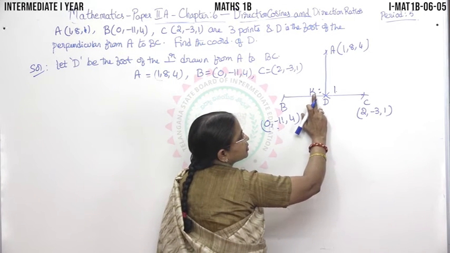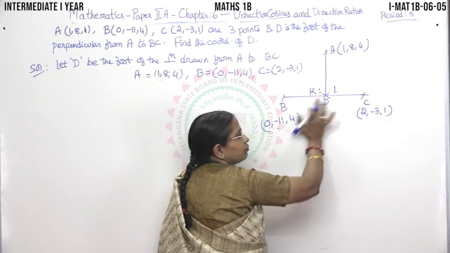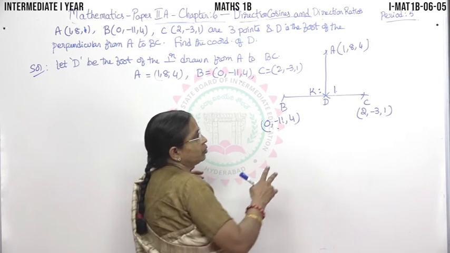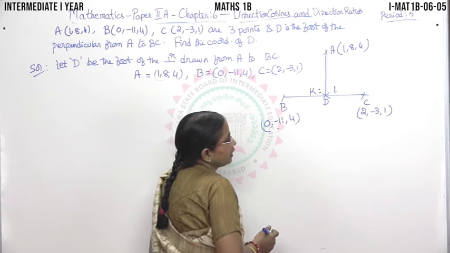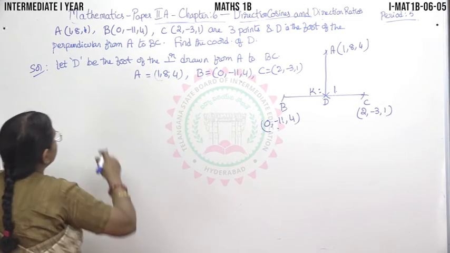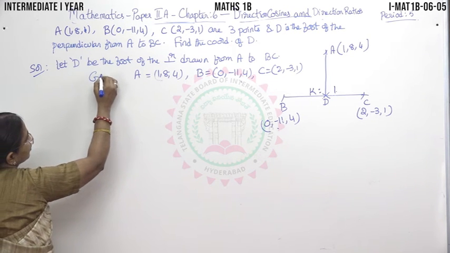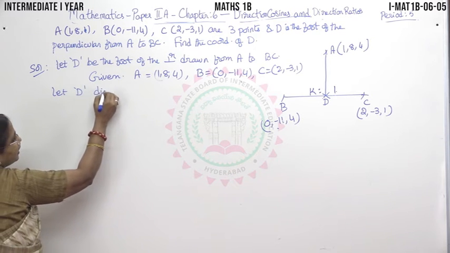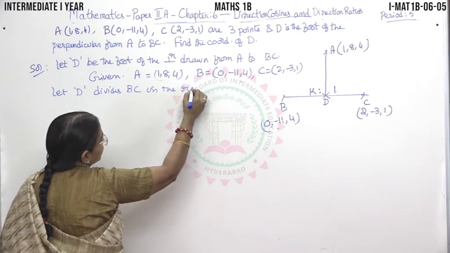So what we do is, first we'll assume that D divides BC in the ratio k is to 1. You can take m is to n, but instead of taking two unknowns, it is better to take one unknown as k. Then it is easy to find the ratio and solve the problems. So suppose D is the foot of the perpendicular drawn from A to BC. You are given these points. Let D divide BC in the ratio k is to 1.